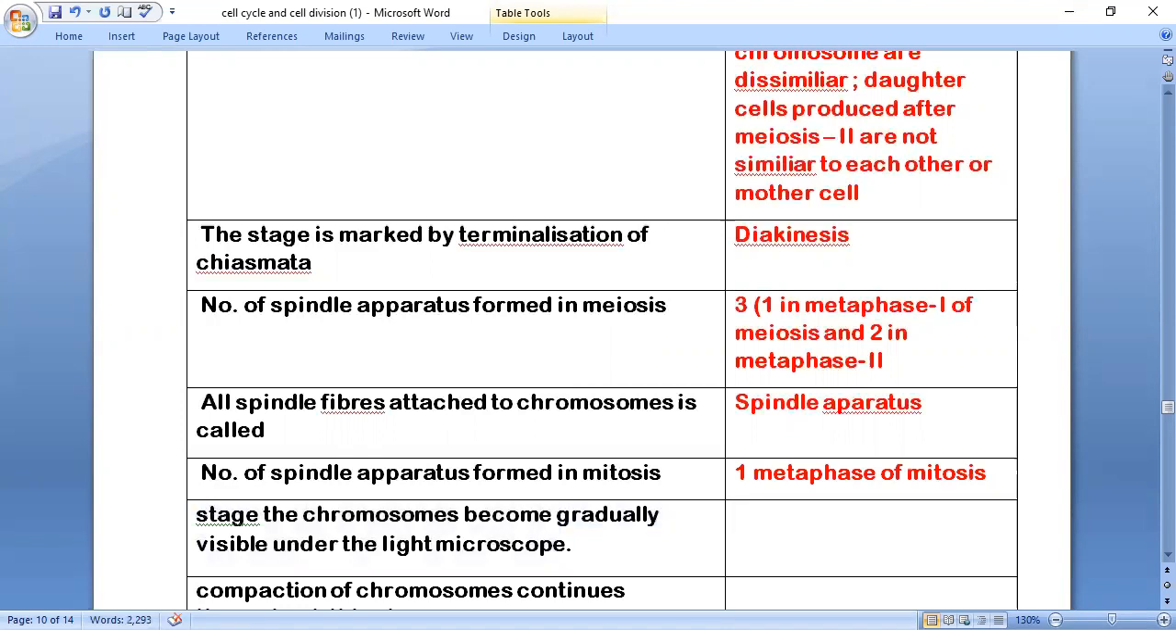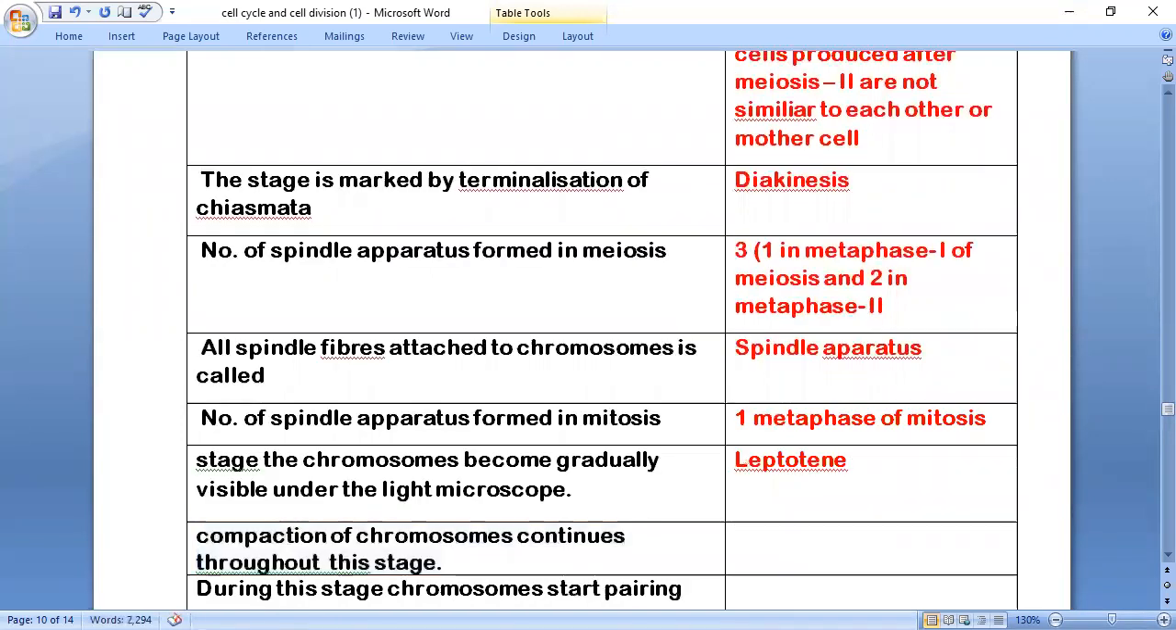In this stage, the chromosomes become gradually visible under the light microscope. Compaction of chromosomes continues throughout the stage. That is leptotene.